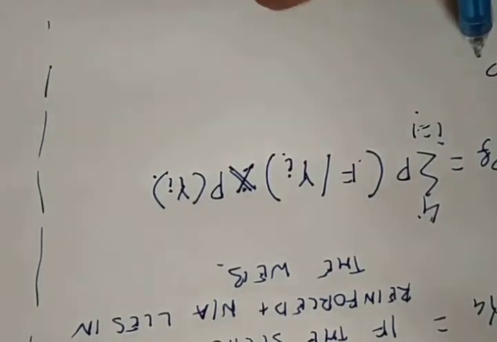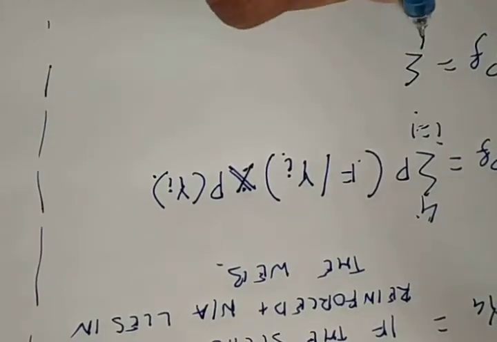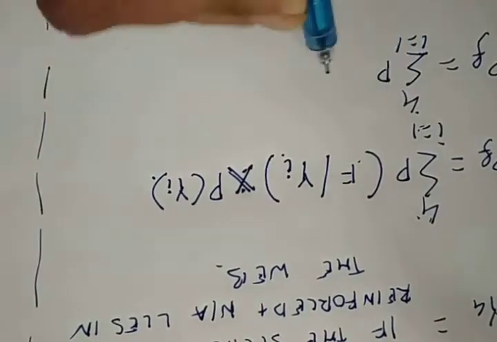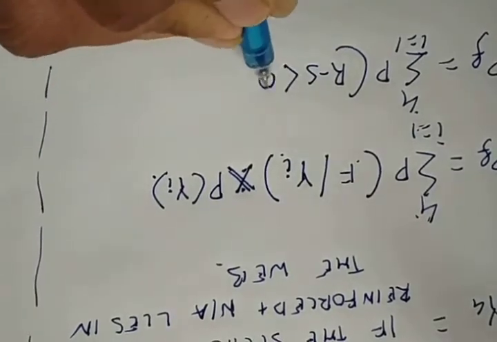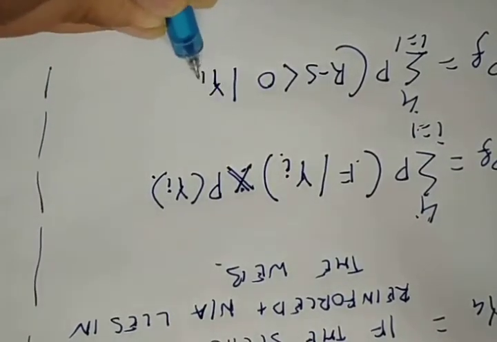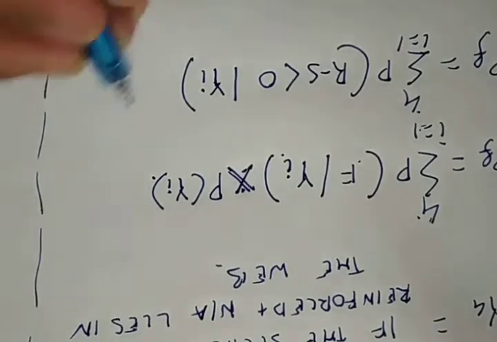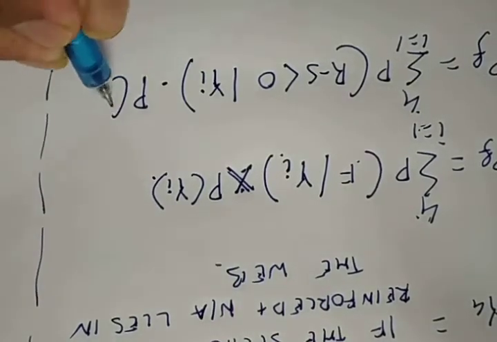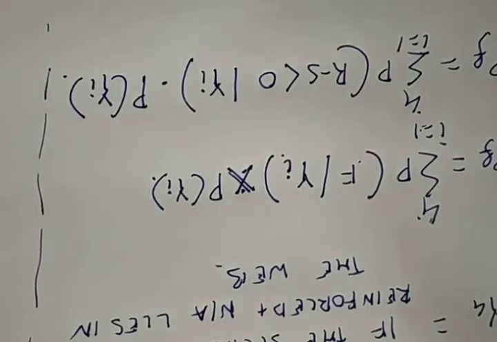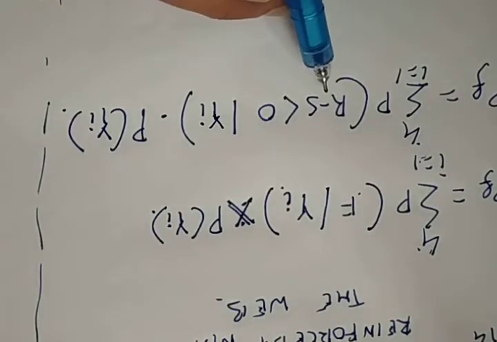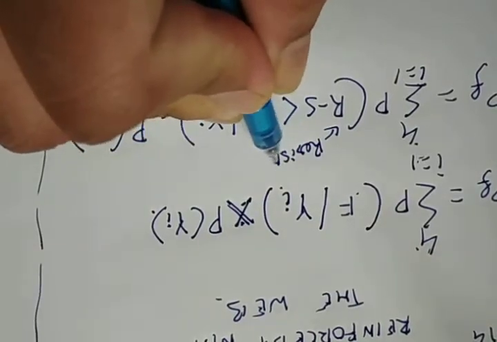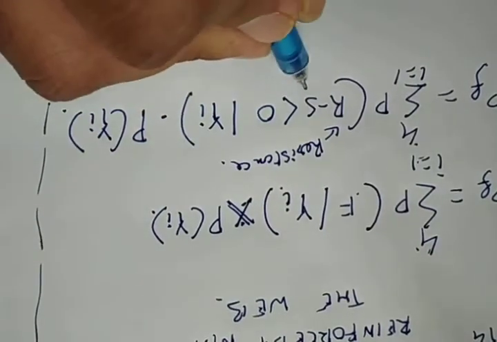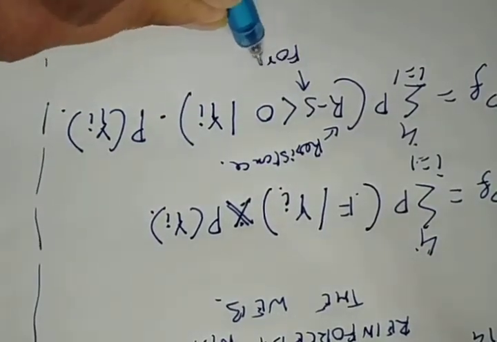In other words, I can also say that the sum over i equals 1 to 4 of the probability that r minus s is less than 0, given that yi has already occurred, multiplied by P(yi). As we already know, r is my resistance and s is going to be force.